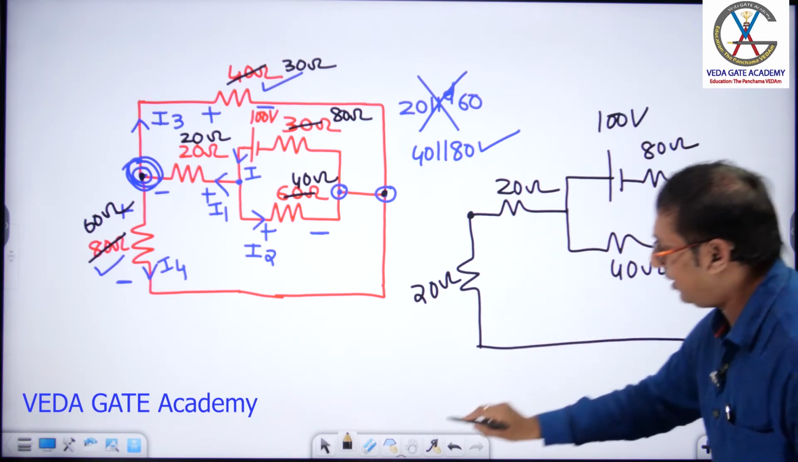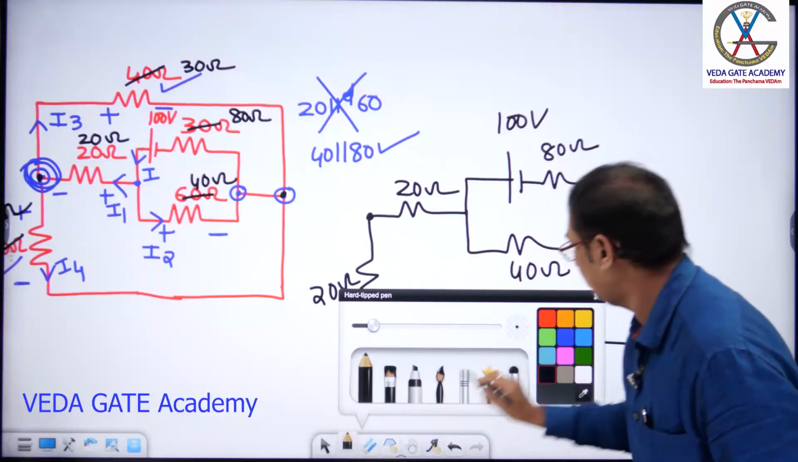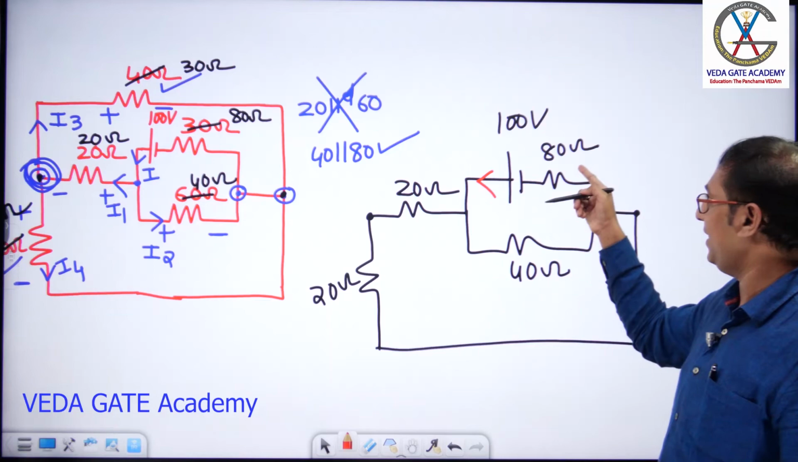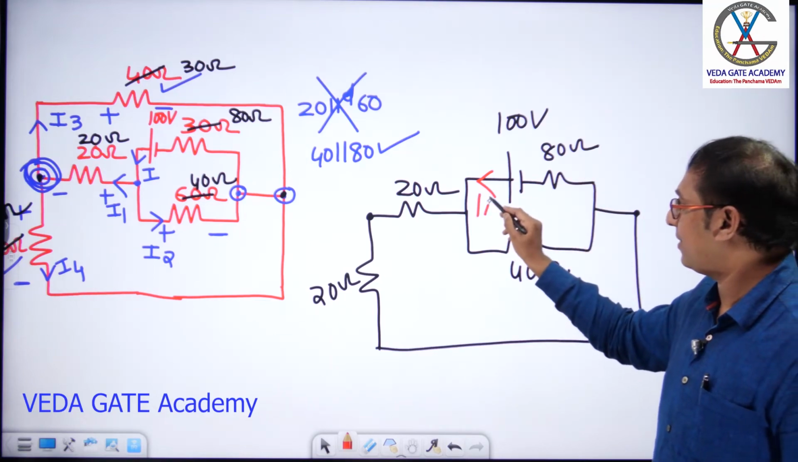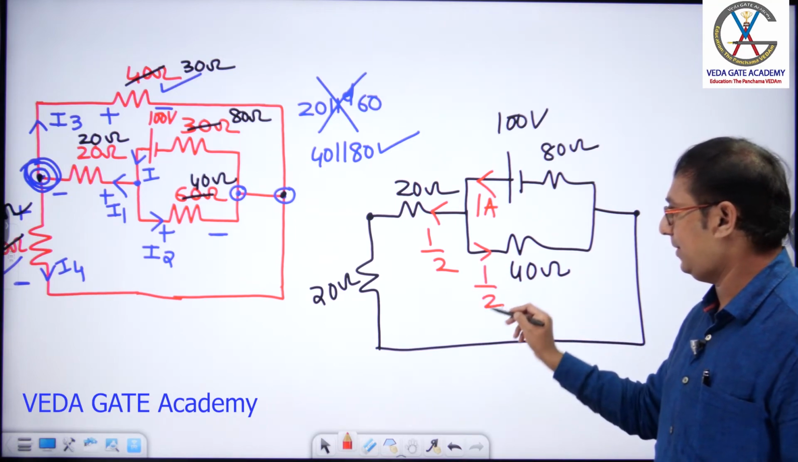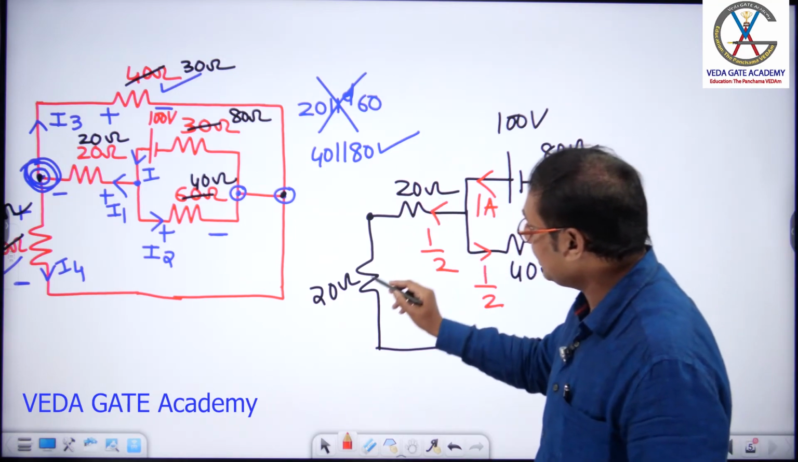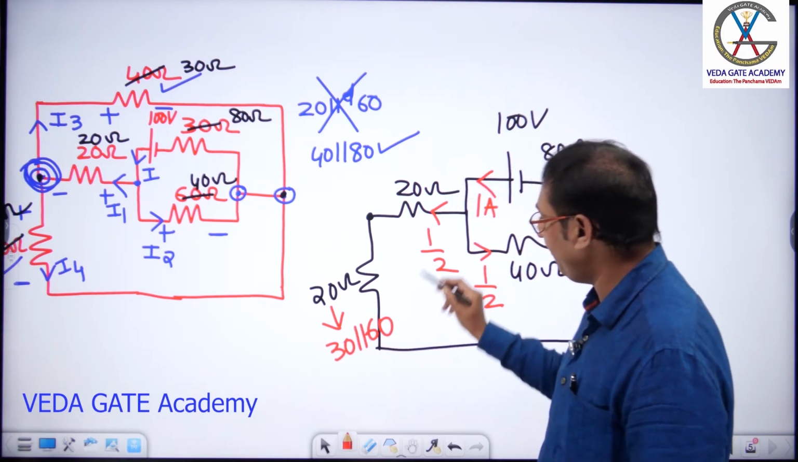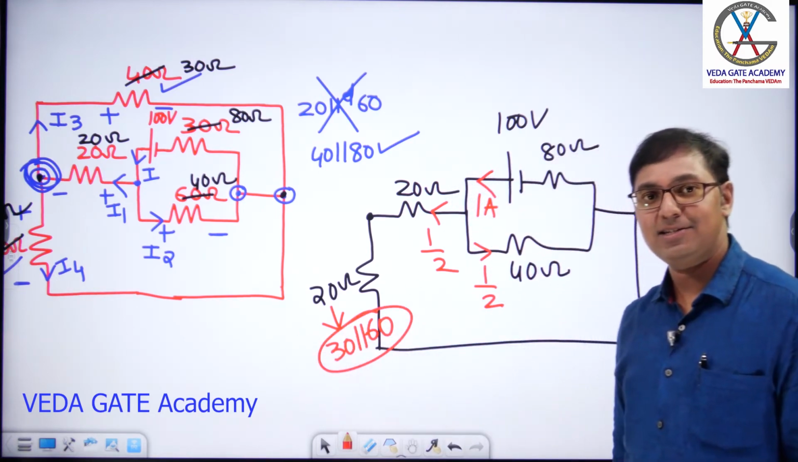Come on, sir. Now you tell me how you analyze this. 40, 40 in parallel. Okay, right. 20, 80 series, 100. 1 amp comes like this, divides like what? Half ampere and half ampere. Whatever the half amp that is coming, this 20 is the equivalent of 30 parallel 60, na? This half amp divided between 30 and 60.